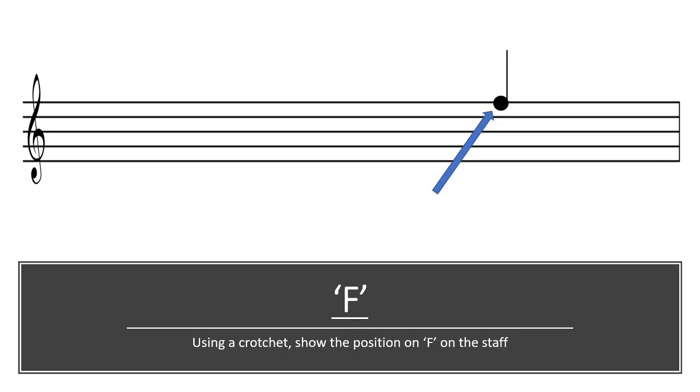There it is there. Crotchet, filled in note head, 1 stem. So here's G, in fact I'll do it beside the arrow so you can see me climbing up. I've got G, A, B, C, D, E, F. And that's where F sits.